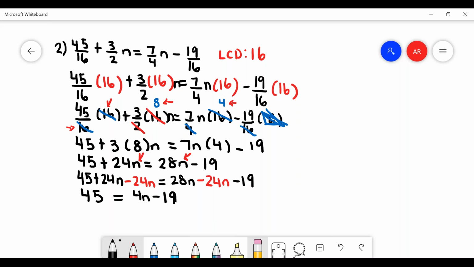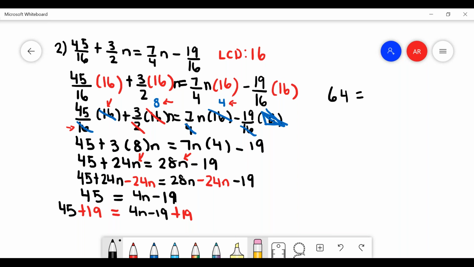So over here we have 45 plus 19 is equal to 4n minus 19 plus 19. In order to get rid of it on the right side, we can combine it on the left side, because remember, what you do to the right side you have to do to the other side, which is the left side. So now we have 45 plus 19 on the left side. 45 plus 19 is 64. So we're just going to write that.